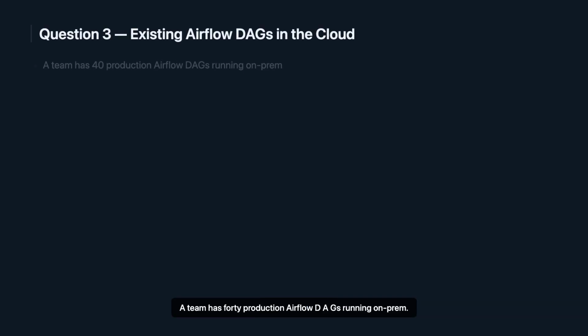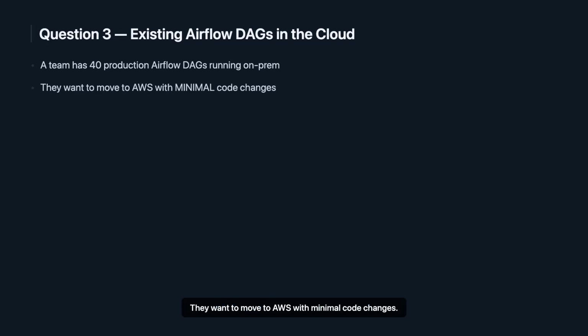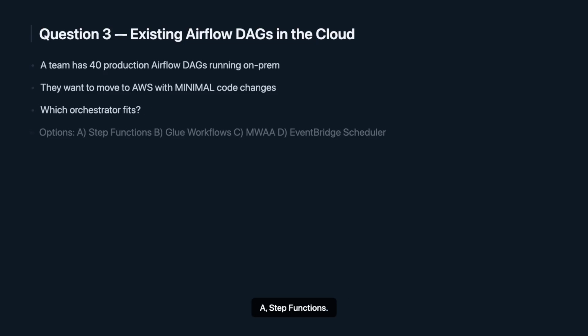Question 3. A team has 40 production Airflow DAGs running on-prem. They want to move to Amazon Web Services with minimal code changes. Which orchestrator fits? A. Step Functions, B. Glue workflows, C. MWAA, or D. EventBridge Scheduler. The qualifier is minimal code changes. Hold that phrase in mind as you eliminate.